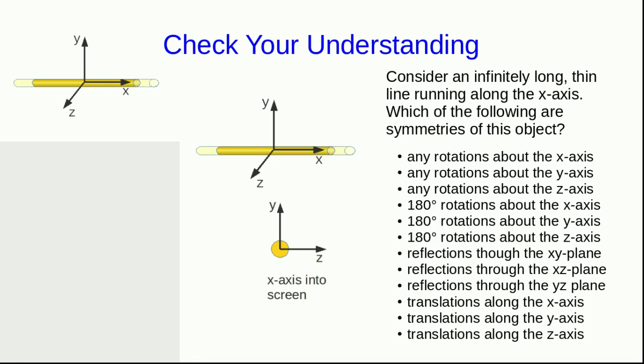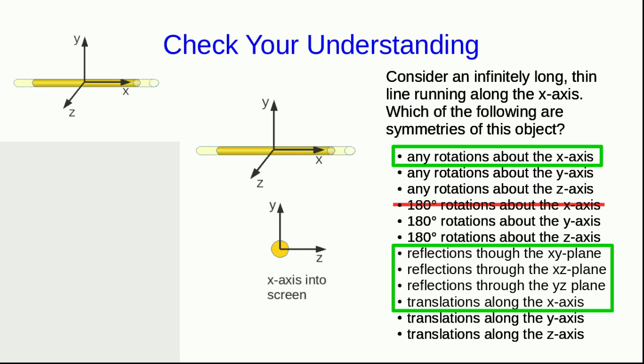So here is the question that I posed at the end of the first part of this lecture. And if you're doing this through Moodle, then in Moodle I gave you that it's symmetric under any rotations about the x-axis. And once you see that it's symmetric under any rotations about the x-axis, you don't have to worry about the 180-degree rotations because they're already included in that. So I gave you that in Moodle, and it was up to you to figure out which of these other ones were symmetries of it.